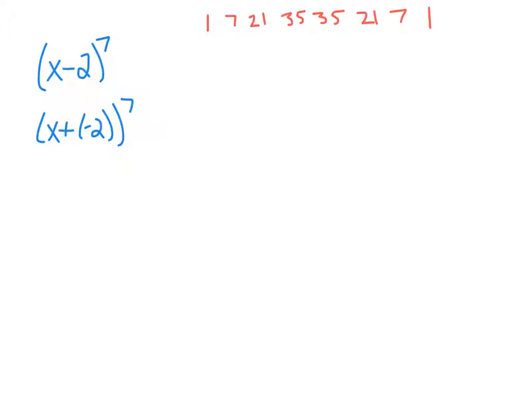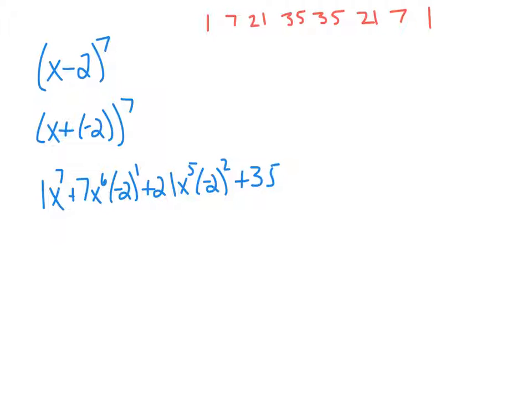You know, all our exponents have to add up to 7, so the first term is going to be 1x to the seventh, and then we're going to go down the line, plus coefficient of 7, x to the sixth, and now we're going to introduce the negative 2 to the first, plus 21 now is our coefficient, x to the fifth now, negative 2 to the second, plus 35 as our coefficient, x to the fourth, negative 2 to the third. Then we're at 35 again, x to the third, negative 2 to the fourth.